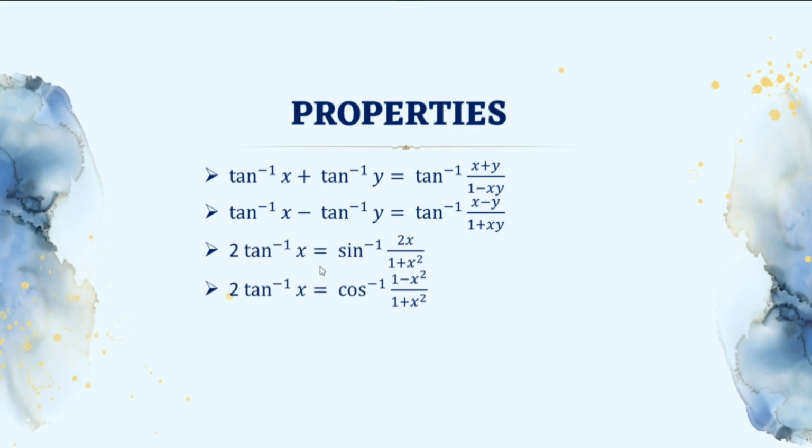This is a simple method to remember this. So 2 tan inverse of x is equal to sine inverse of 2x divided by 1 plus x square. 2 tan inverse of x is also equal to cos inverse of 1 minus x square divided by 1 plus x square.